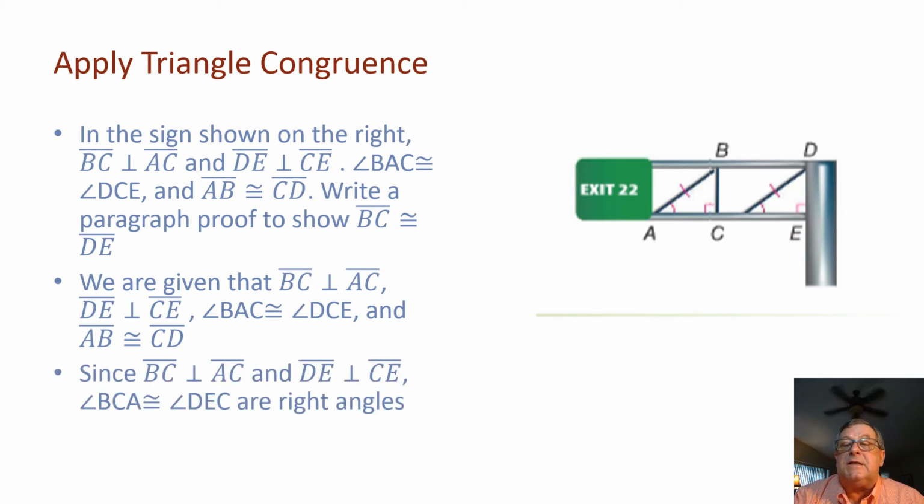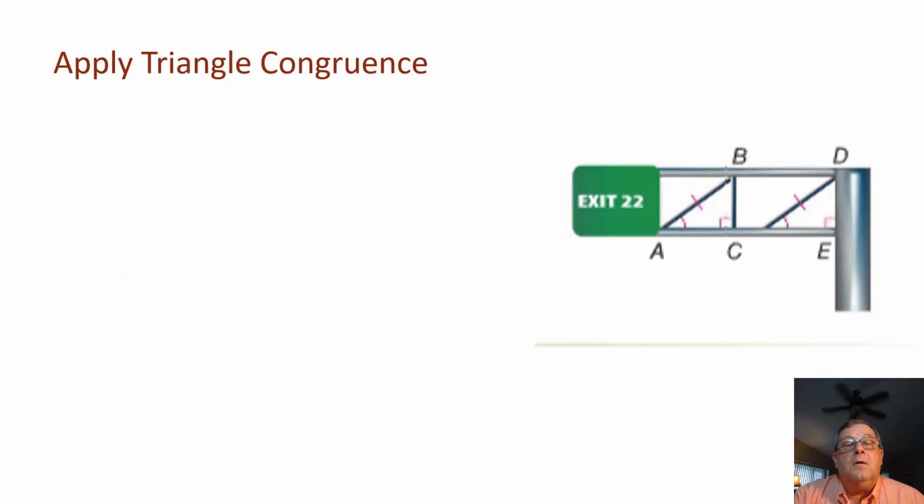All right, now, since segment BC is perpendicular to segment AC, and segment DE is perpendicular to segment CE, angle BCA, where C is the vertex, is congruent to angle DEC, where E is the vertex. And as we said, they're right angles because we're told that they are perpendicular. Those are actually four segments, but two on each triangle, forming right angles. All right, let's keep going.